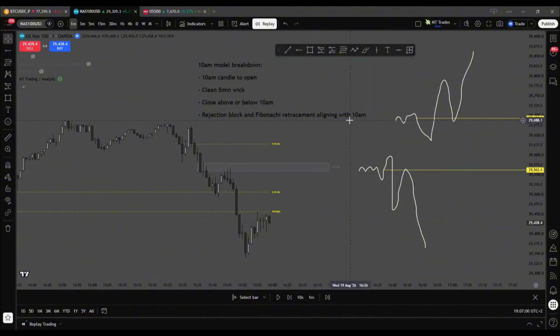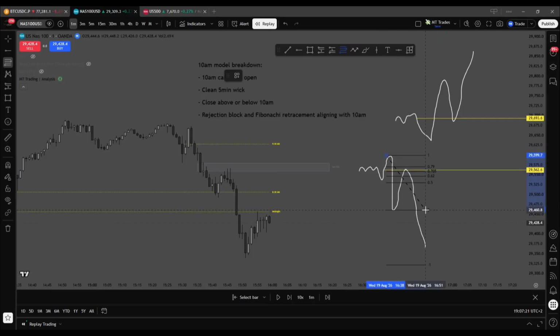Then I want at least two more confluences to align with 10 a.m. I personally like rejection blocks and Fibonacci retracement. So a rejection block needs to align with the 10 a.m. key open line. That makes it an even better setup if we have a rejection block.